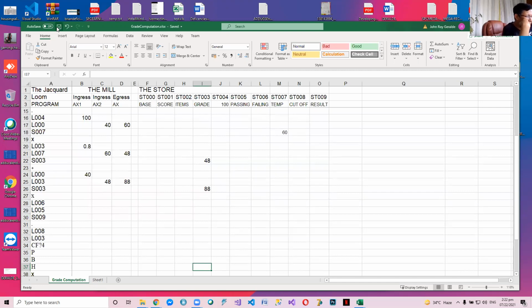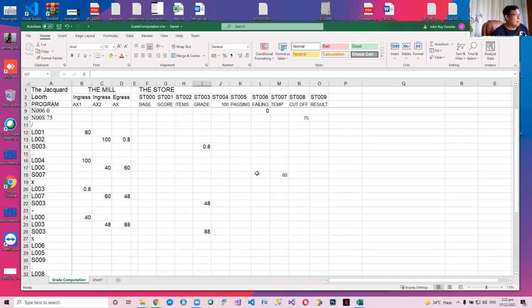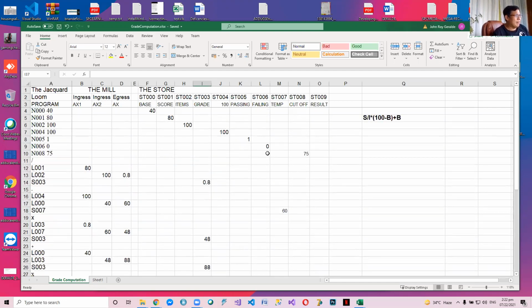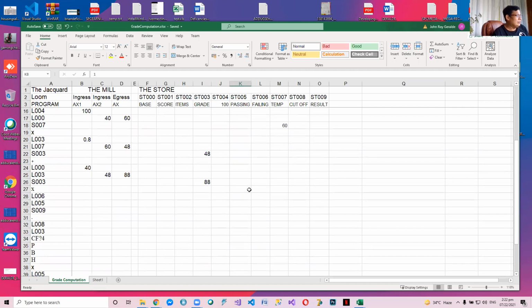Obviously, this is passing, right? But we will let the program determine whether this is passing or failing. Now remember, in 006, we have 0 as our failing, and 005, we have 1 as our passing. Okay? Do you follow? First, we will assume that this is failing. And if we are wrong, we will correct it to passing. That's the logic. Do you follow?